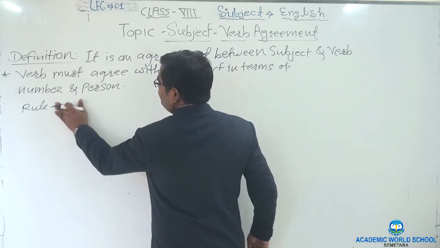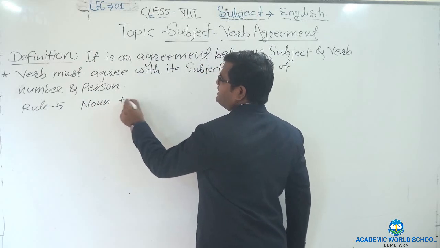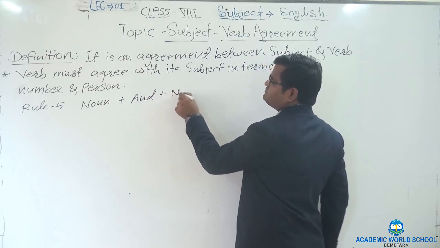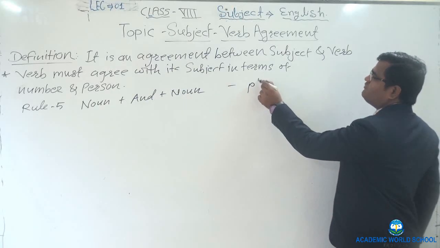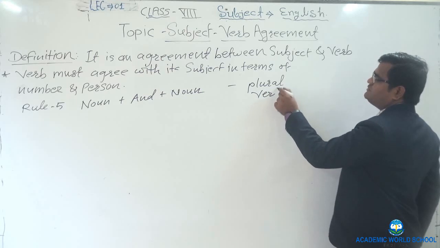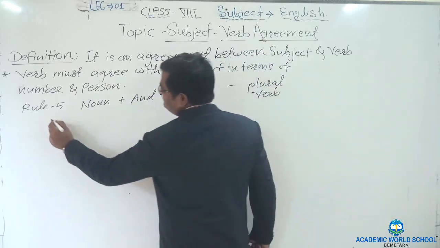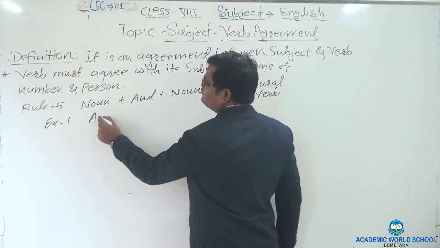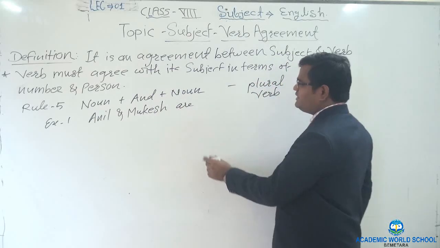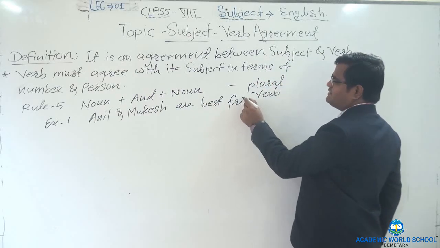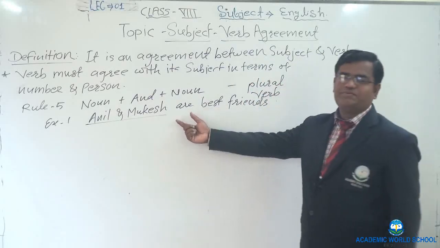Now, rule number 5. It says, whenever two nouns are joined with "and," then the verb used is always a plural verb. It is a very simple rule of subject verb agreement. For example, Anil and Mukesh are best friends. We are talking about Anil and Mukesh, definitely, therefore it will be "are."